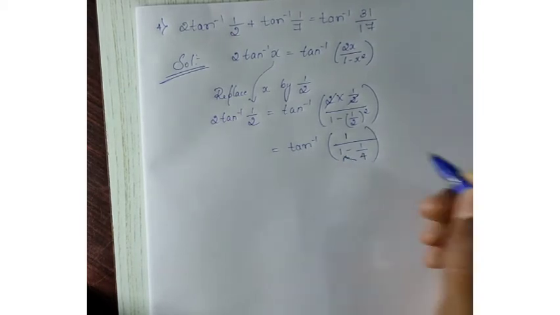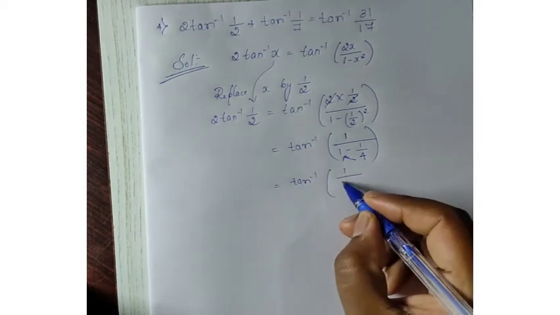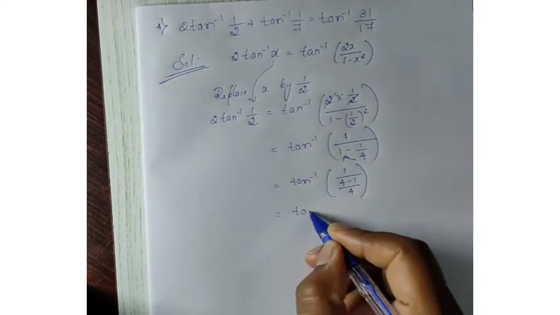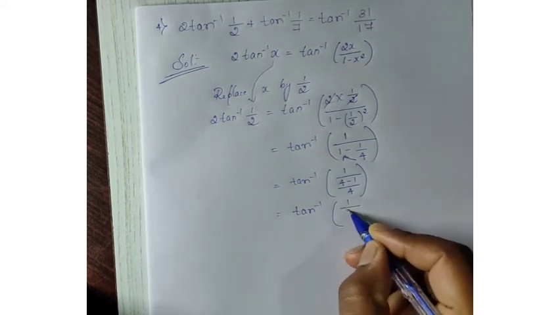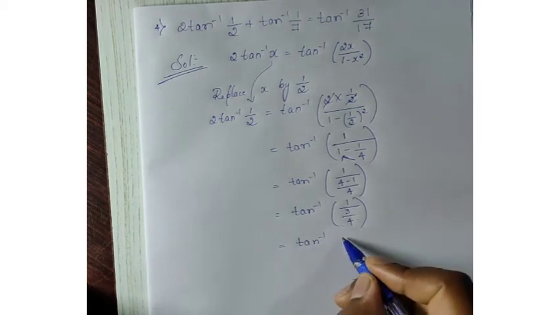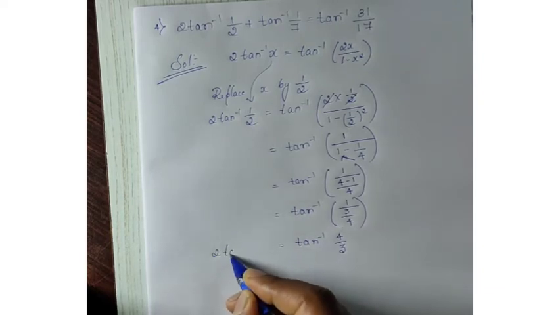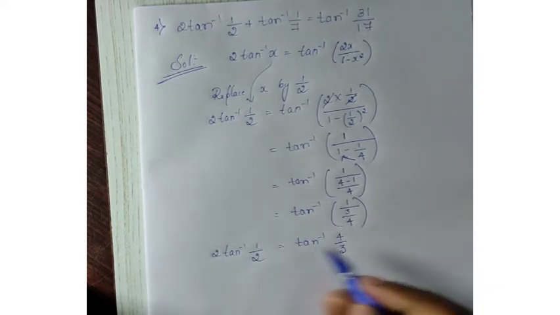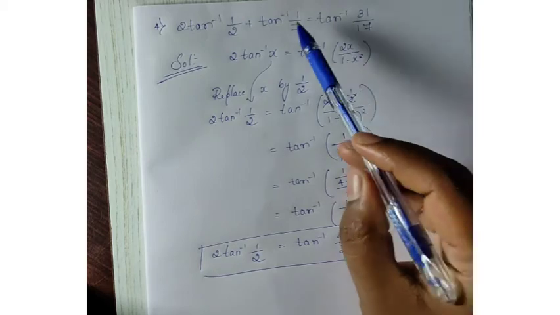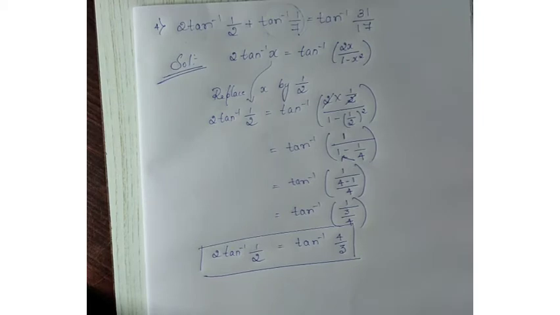Just do a cross multiplication over here. So this will be tan inverse of 1 by 4 minus 1 divided by 4. And this will be tan inverse of 1 by 3 by 4. And this will be tan inverse of, you can write it as 4 by 3. So you got what is 2 tan inverse 1 by 2. Now if you observe the question, there is one more part that is attached to 2 tan inverse 1 by 2. So let us solve that together.